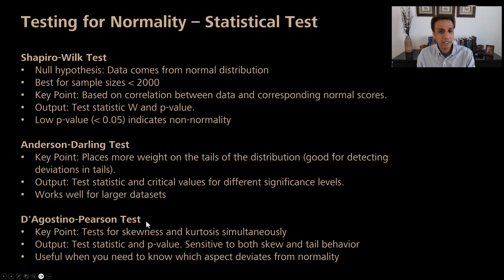Another test that I rarely think about is the D'Agostino-Pearson test. Here it tests for skewness and kurtosis simultaneously, if you don't want to do these separately for whatever reason. And the test outputs a test statistic and p-value, just like the Shapiro-Wilk test. So you can look at the p-value and say, oh, this is basically disproving or confirming your hypothesis.